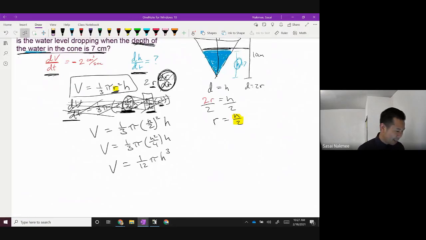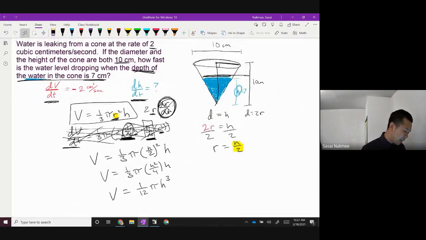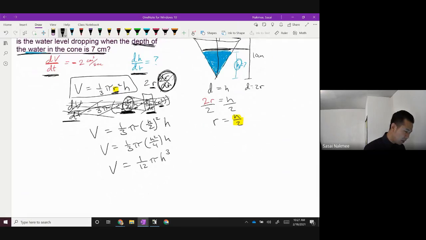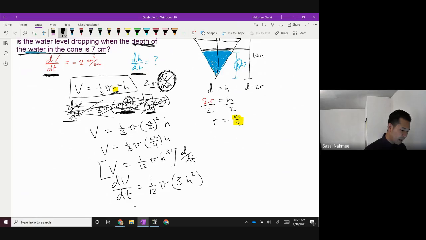We're far from done. So now I have an equation. I did all this work to get to this equation where the only things I'm relating are the volume and the height, and that's what I really wanted to get to. All right, let's go ahead and take the derivative of this guy with respect to time. Right, d dt, and over here I'm going to end up with dv dt is equal to 1 over 12 times pi, and then I'm going to do this derivative right here, 3h squared, dh dt.